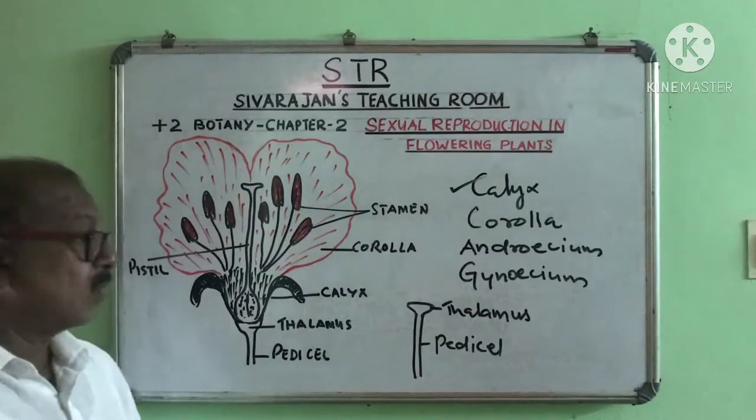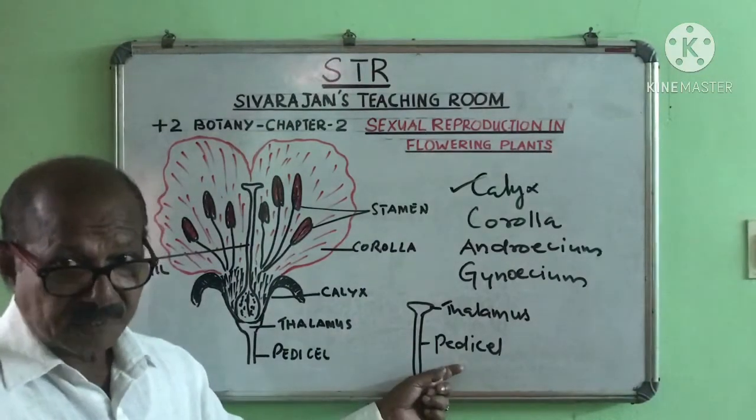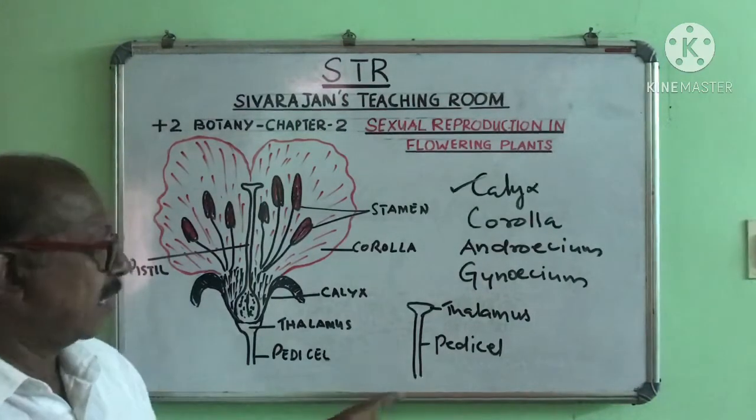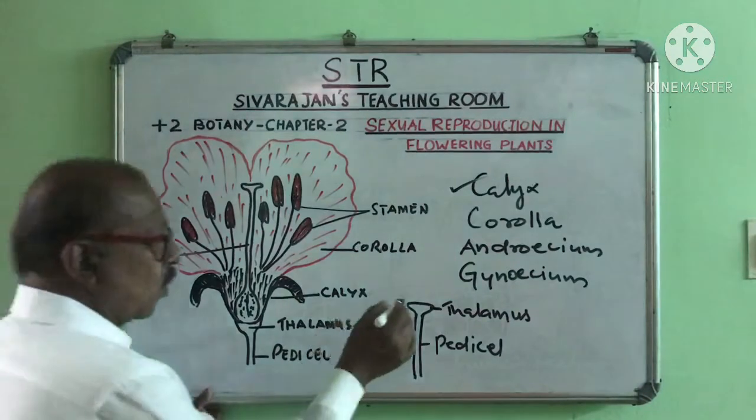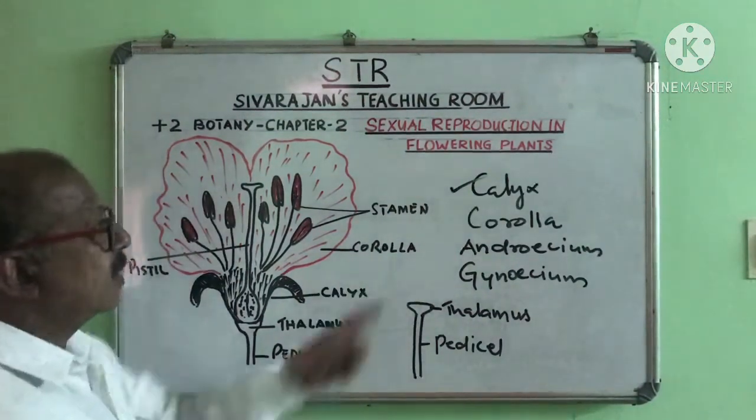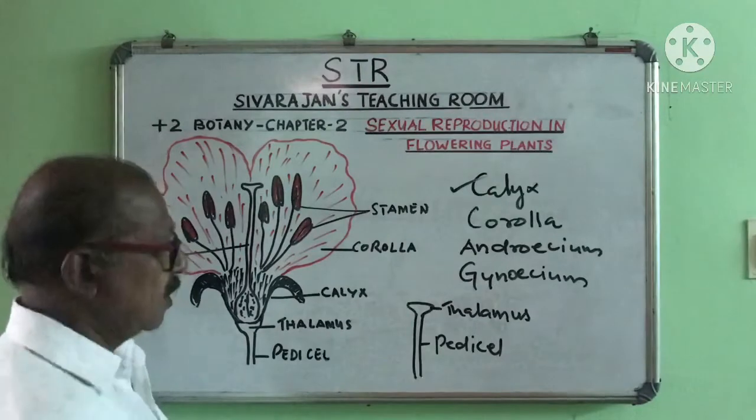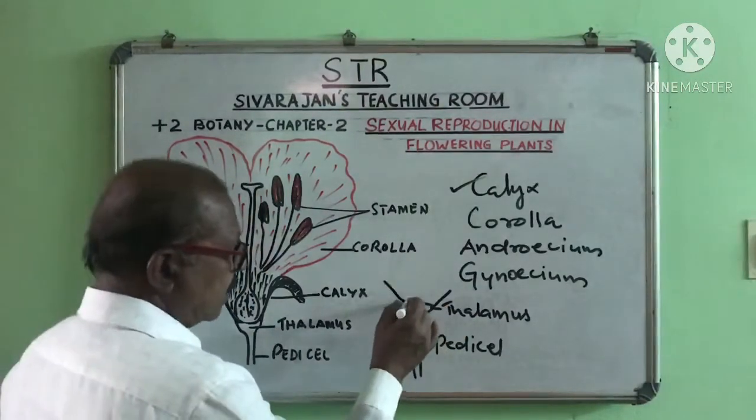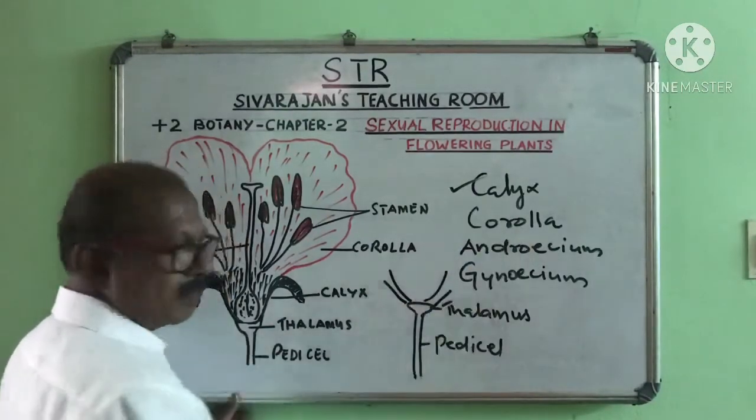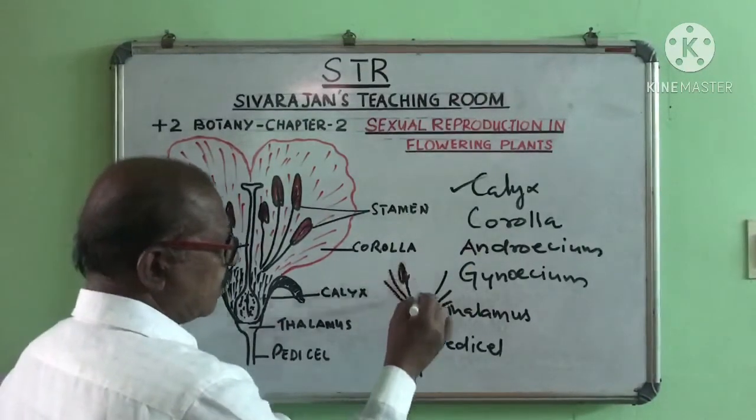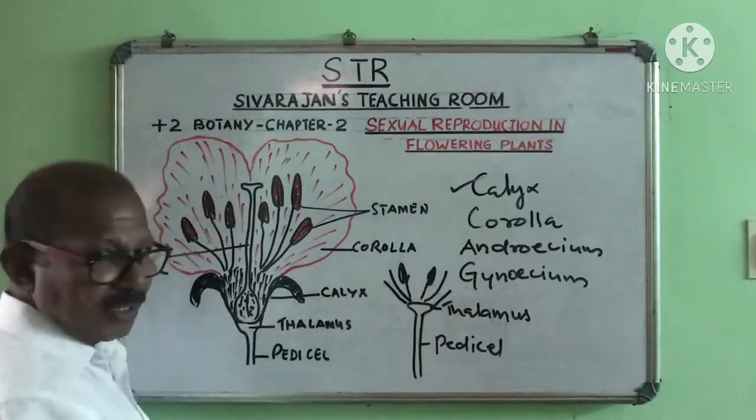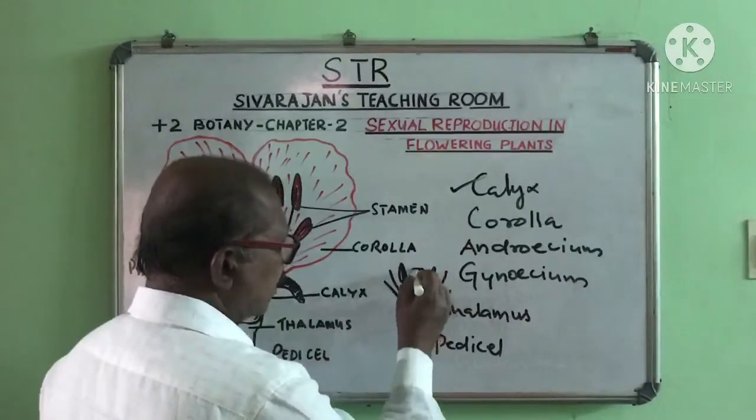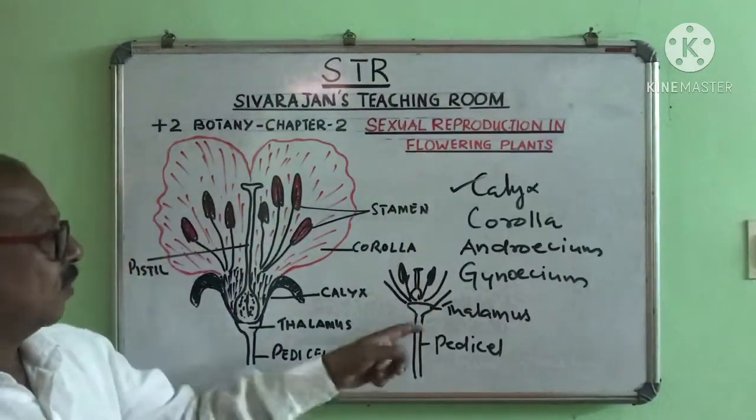So the flower is born at the tip of a pedicel, the stalk of the flower. And the pedicel has a broad flat area at the tip. It is called the thalamus. On the thalamus, the different parts are arranged. Here is the outermost part, the calyx. And here is the second part, the corolla. And here are the stamens, the androecium. The stamens make the androecium. And the innermost part, the gynoecium. These are the four different parts of the flower.